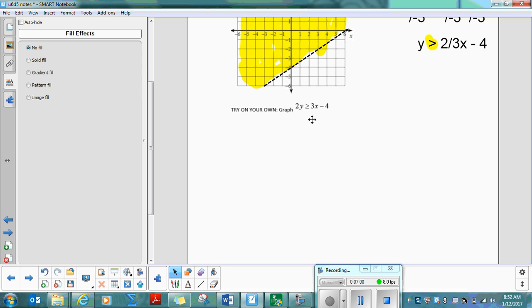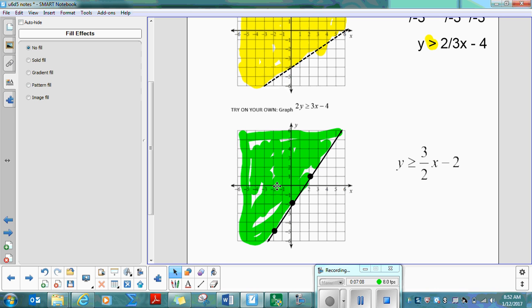Okay, so when you did this, you should have solved for y first, and then from there you can graph the line. So this is what it should look like, other than the messy part. But you should have gotten y is greater than or equal to 3 halves x minus 2, and that's the line that you would graph. It's going to be solid, and you're going to shade above. Solid because you're equal to. Okay?